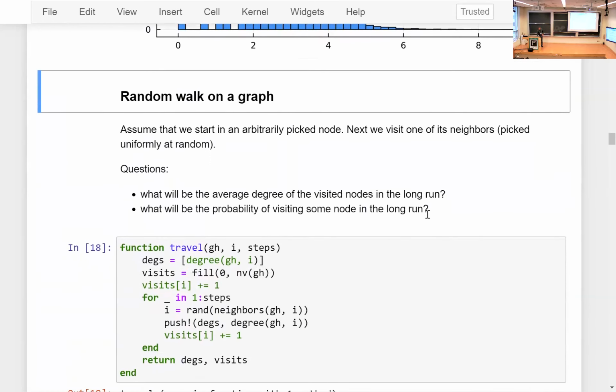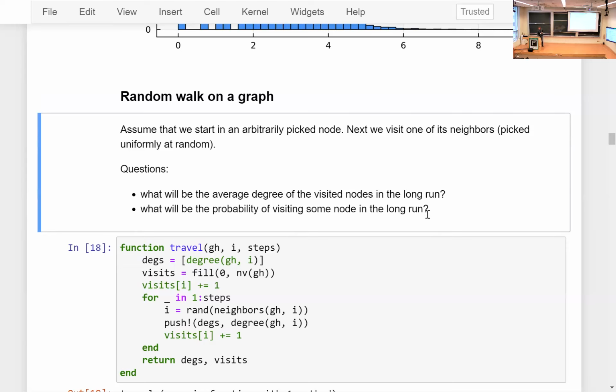So let us first start with the walk. We have two questions. What is the average degree of the node that we visit? And with what probability do we visit some other nodes in the long run. So when I typically show this, I ask, okay, we saw that the average node degree is 15 in our graph. What do you think? What will be the average degree of the node that we visit? In what range could it be? Can anyone guess?